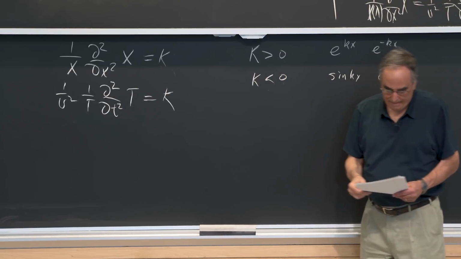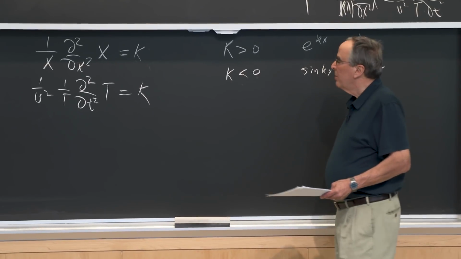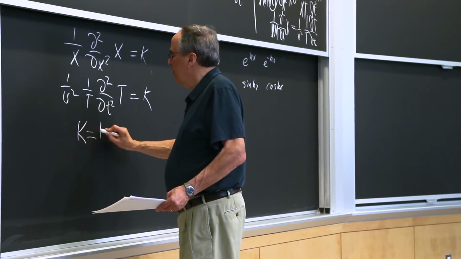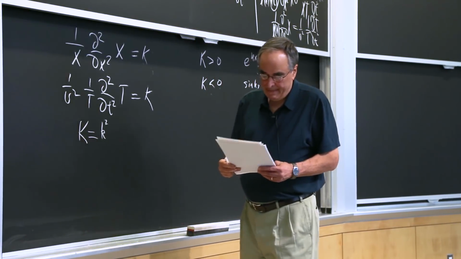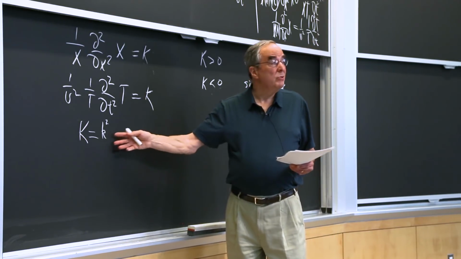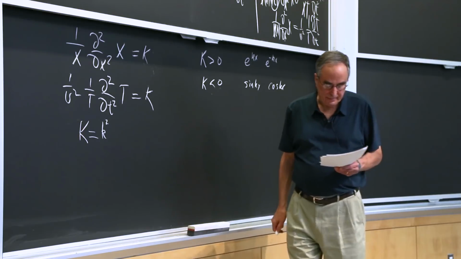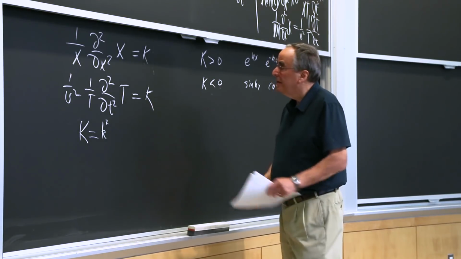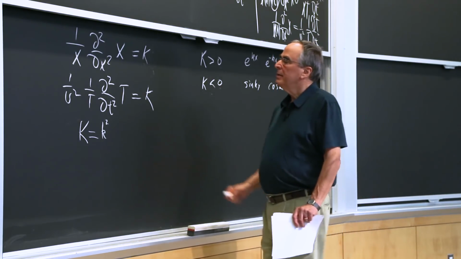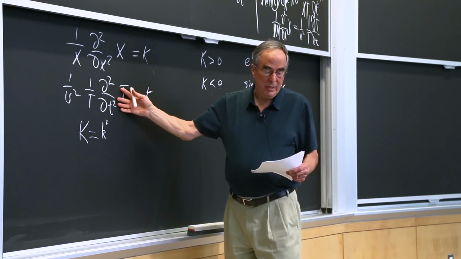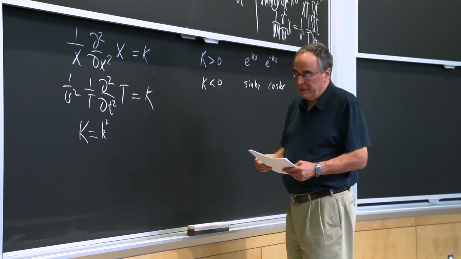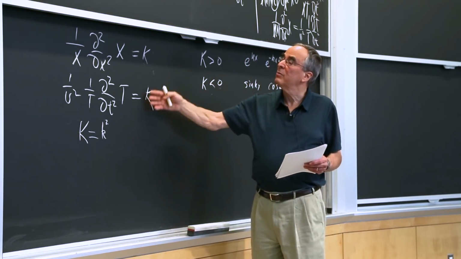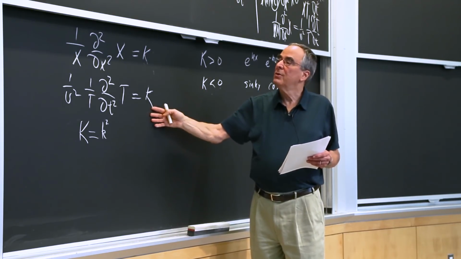So we have two cases. To make life simple, we say k is going to be equal to lowercase k squared, because we want to use this lowercase k in our solutions. All right, so I may have confused matters, but the solution for the time equation and the position equation are clear. And so depending on whether k is positive or negative, we're dealing with sines and cosines or exponentials.